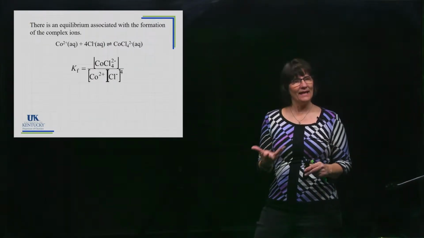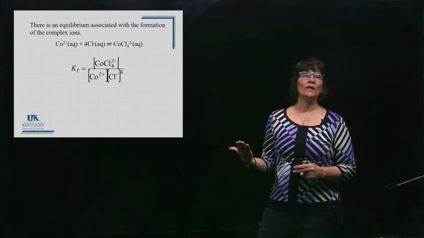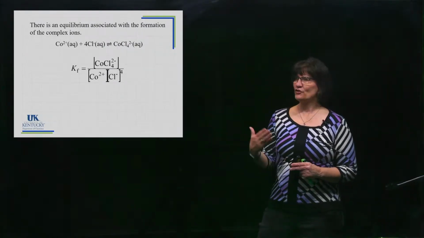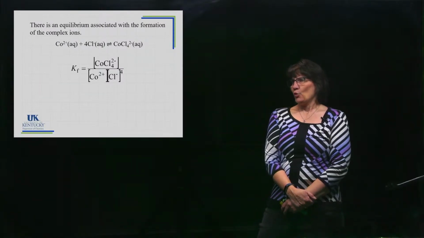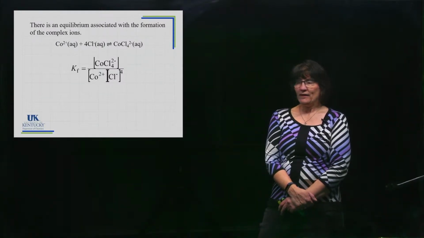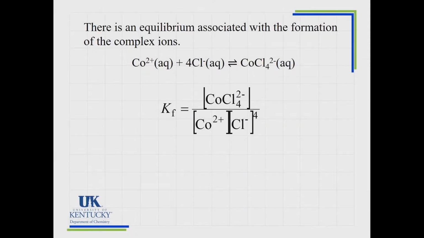Well, as with any equilibrium, you can write an equilibrium constant expression. And so you see it written out there on your screen. Remember, you include anything that's aqueous, so there's nothing to leave out in this case, is there? And you raise it to the power of its coefficient. I only have one coefficient, it's 4. So products over reactants, each raised to the power of its coefficient.